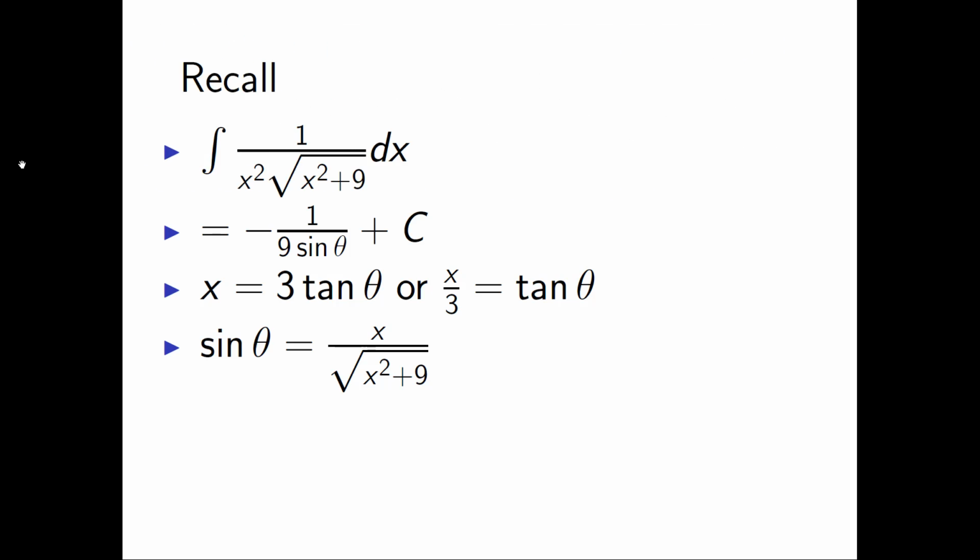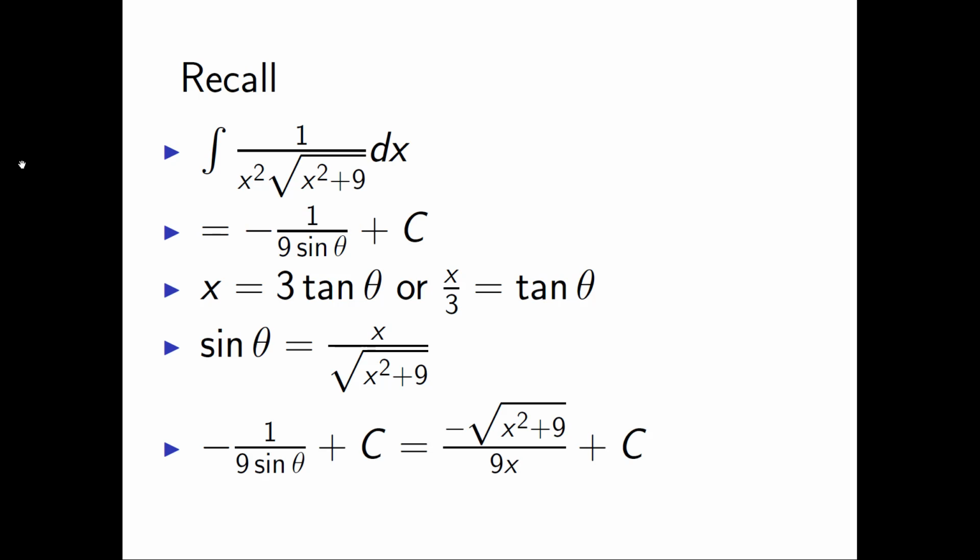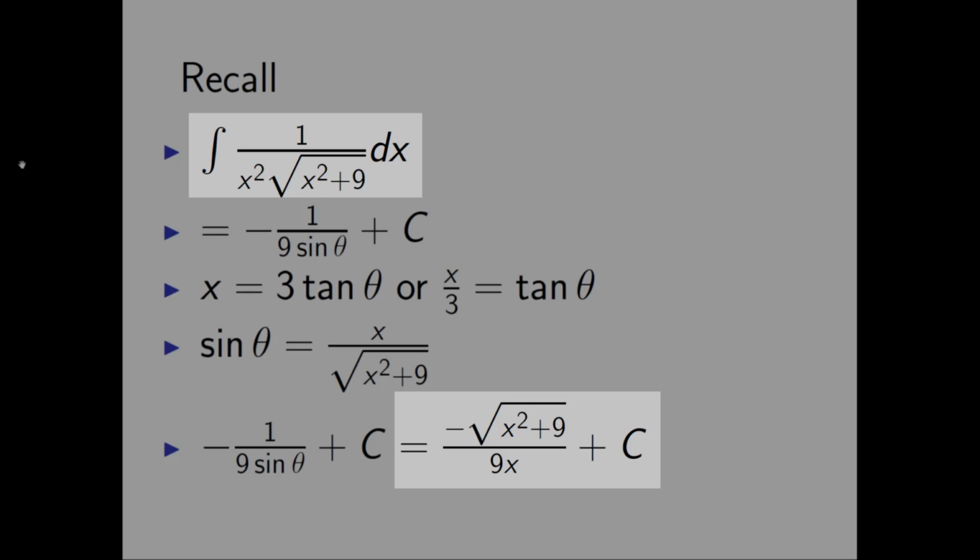And that's going to help us substitute back into here for what sine is. Now notice the sine is on the bottom here, in the denominator of the fraction, so we'll have to flip it just a little bit. So we get minus 1 over 9 sine theta plus c. It's minus the square root of x squared plus 9 over 9x. As I say, we just kind of flipped this fraction because the sine is within the denominator. And we still have the constant of integration. And sure enough, that is the integral.